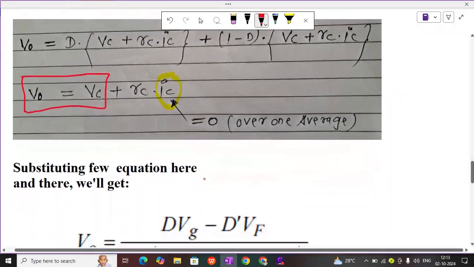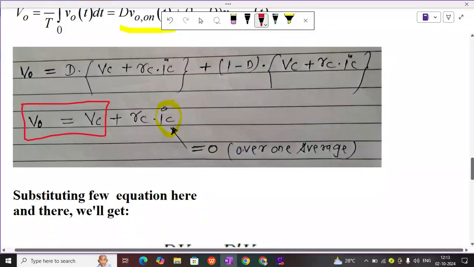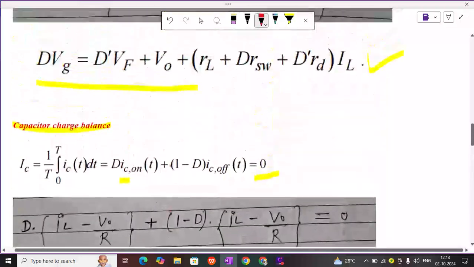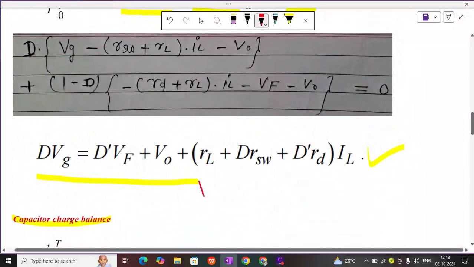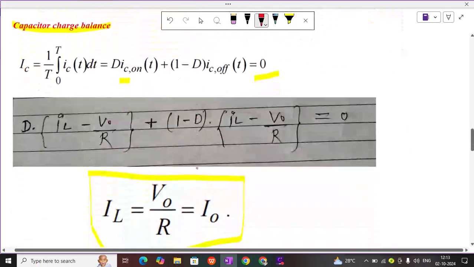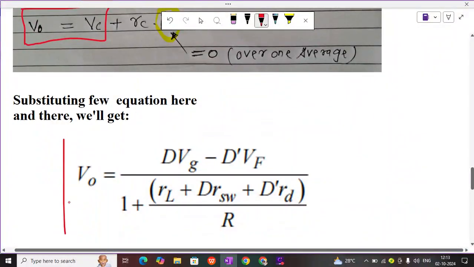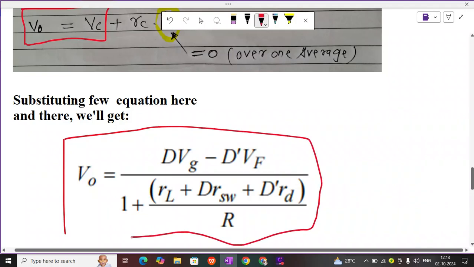Now what I am going to do is substitute a few equations here and there, using this expression. I substitute the values, and once I use this expression and substitute the values, I come up with this expression. So this is the output expression for me. This is a very important expression.